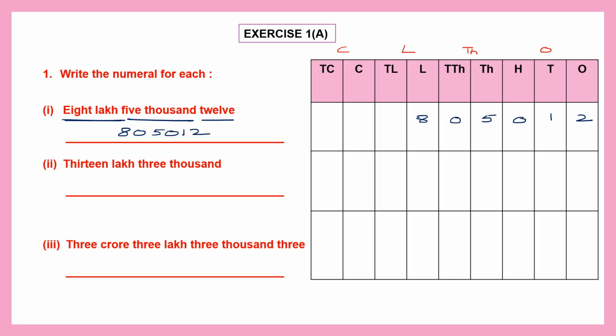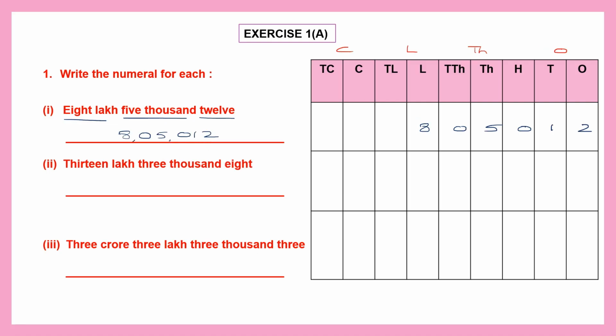8,05,012. Now after each period we put a comma. So here we have ones, tens, hundreds, that's one period. So we have a comma here, lakh, 10 lakh, and then we have a period, comma. So now let's read this, 8 lakh 5,012. So we've written the numeral.